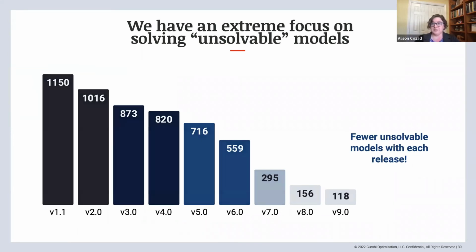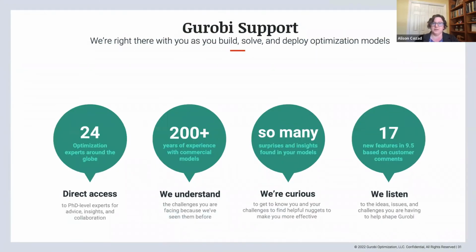So past our development team, we also have a pretty extensive Gurobi support team. And again, that's the team that I'm on. So we have 24 optimization experts around the globe. And this means that you get direct access to PhD level experts. We offer advice and insights and collaboration. We have apparently over 200 years of experience with commercial models. And that's important because it really helps us understand the challenges that you're facing, because we've probably faced them before. We understand the mistakes maybe that you've made because we've probably made the same mistakes before and can quickly correct them with you.